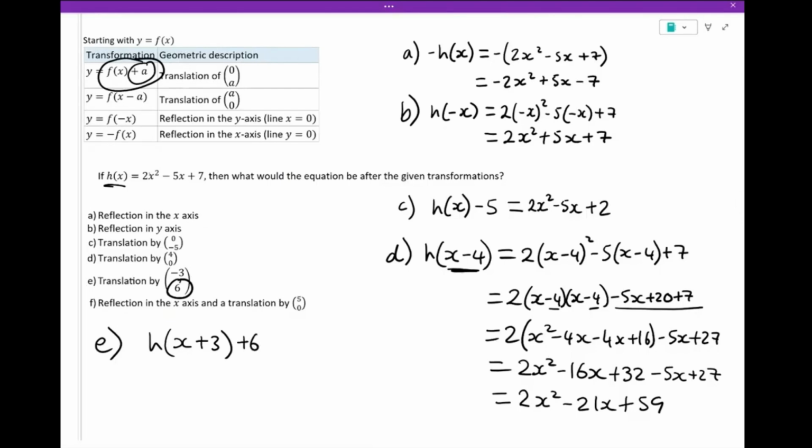And now I can try and write out my equation. So what I'm going to do is go to h of x and replace all of the x's with an x plus 3. So if I put brackets around my x's, say like this and then like this, we'd have 2 open bracket, and it would be x plus 3 to the power of 2. Subtract 5, open bracket, x plus 3.